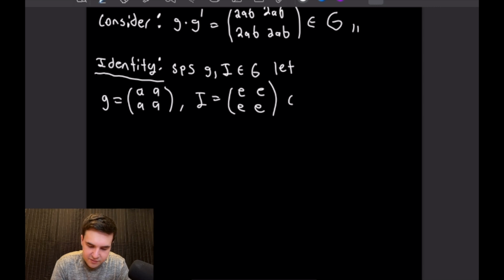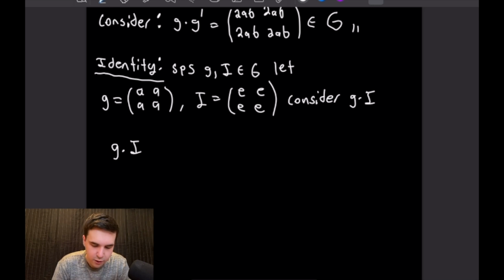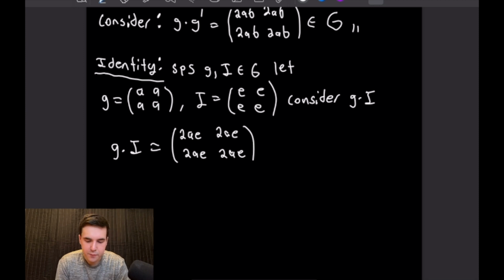Great. And then we want to consider our G times I here. So we want to consider G times I. Well, when we multiply G by I, since we already did our closure, we know exactly what we're going to get from the resulting matrix, and that will be 2A times E for each entry here. Great. And so all we need to do to prove that there is an identity here is prove that we can plug in some value for E that will return us A for each of the values in this matrix.